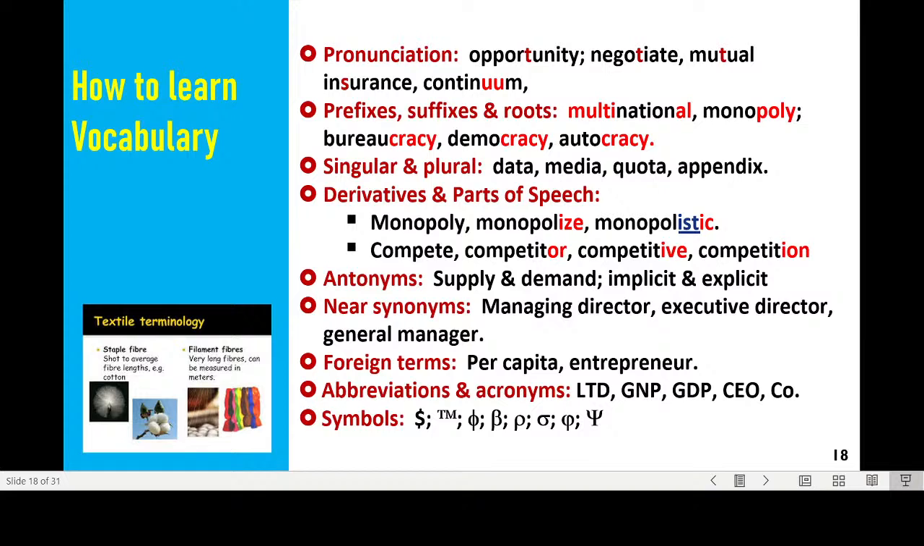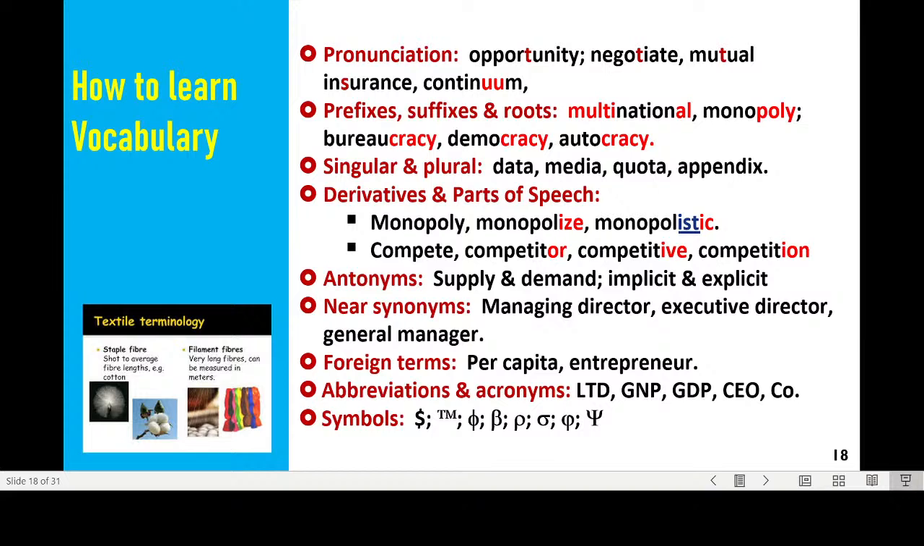We also have to look at the words and see whether they have prefixes, suffixes, roots, and then divide them into their component parts, as in words like multinational, monopoly, bureaucracy, democracy, autocracy. So what we do, we put a slash line between the syllables, like before cracy, before poly, before the al, and after multi.